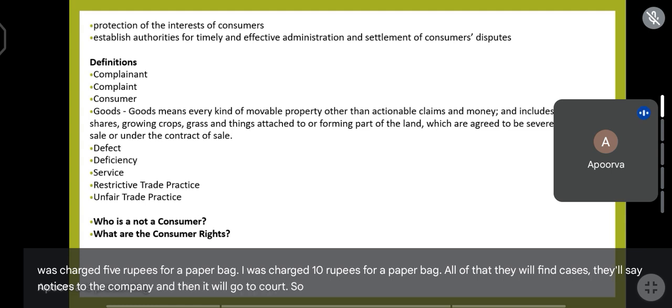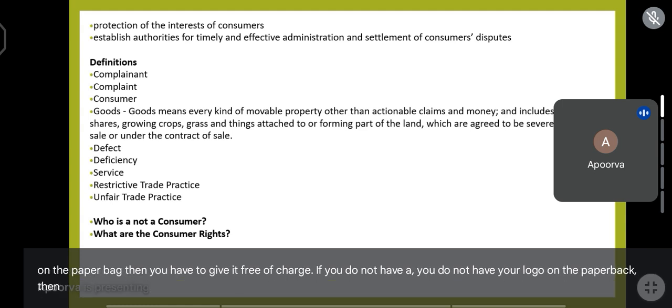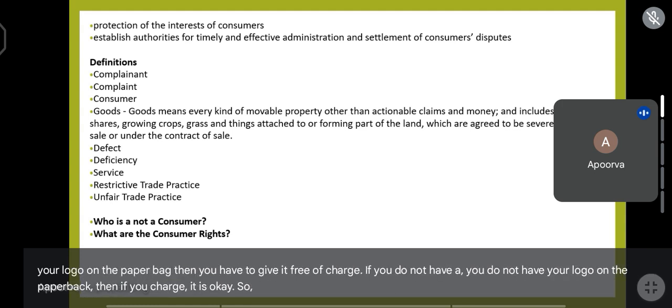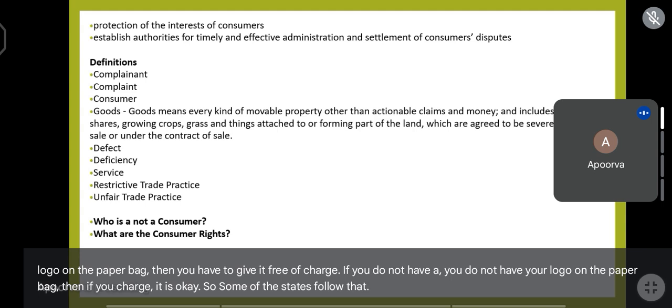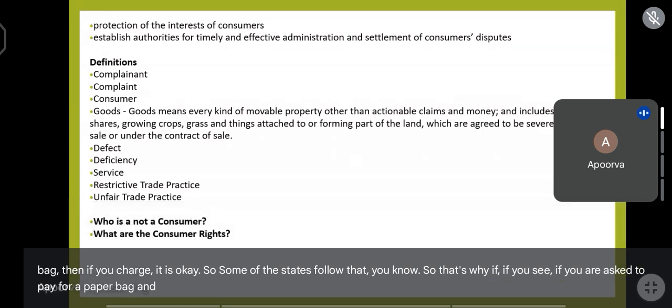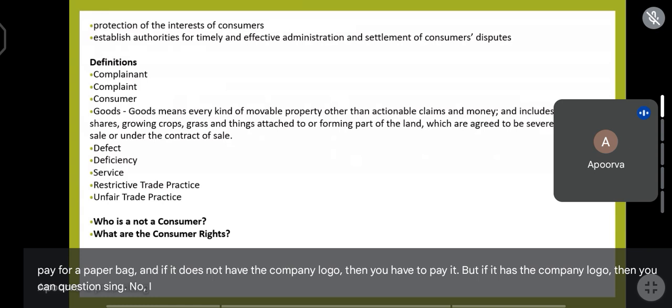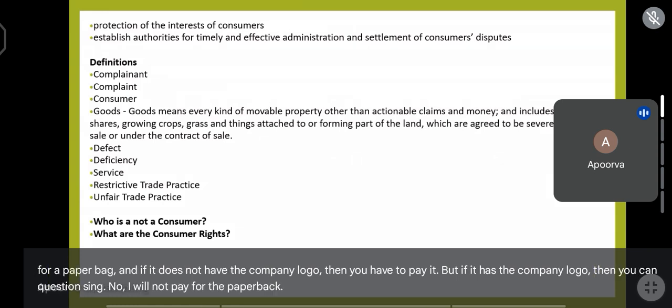Some of the states have said that if you have your logo on the paper bag, then you have to give it free of charge. If you do not have your logo on the paper bag, then it is okay to charge. So if you are asked to pay for a paper bag, and it does not have the company logo, then you have to pay. But if it has the company logo, then you can question it, saying, no, I will not pay for the paper bag. You can do that. That's also consumer rights.